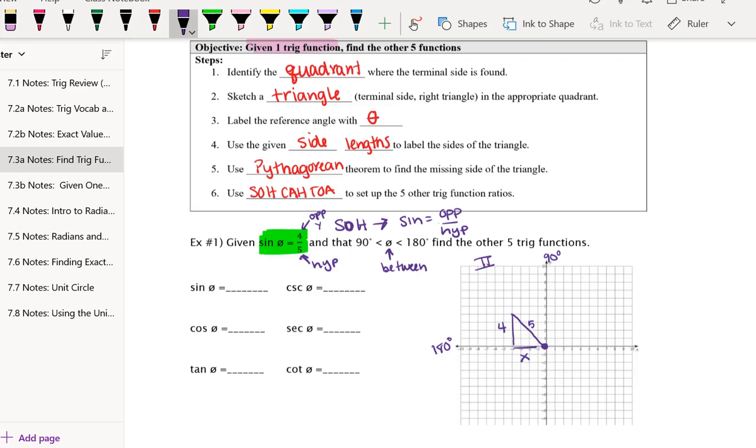Now, I may have actually graphed this a little bit incorrectly, but we're just making a sketch. So let's find that x value. Let's find that side length. So I know that it's x squared plus 4 squared is equal to 5 squared. So x squared plus 16 is equal to 25. If I subtract and subtract, I get x squared equals 9, which means x equals 3. So this value is 3.